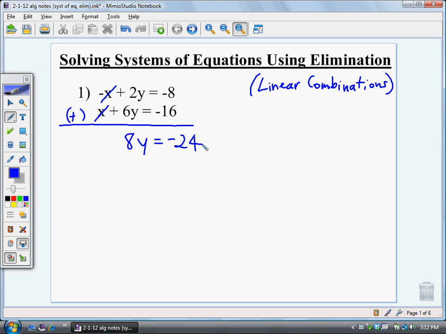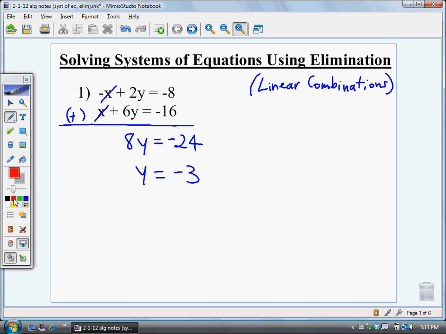We now have an equation with just one variable. This is similar to when we did substitution. Once you substituted it in, you made an equation with one variable. Now it's just solving. Divide each side by 8, and you get that y is equal to negative 3. And once you know what y is, you can find what x is by substituting back into one of the two equations.